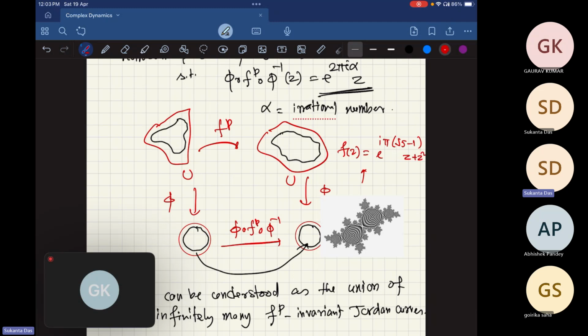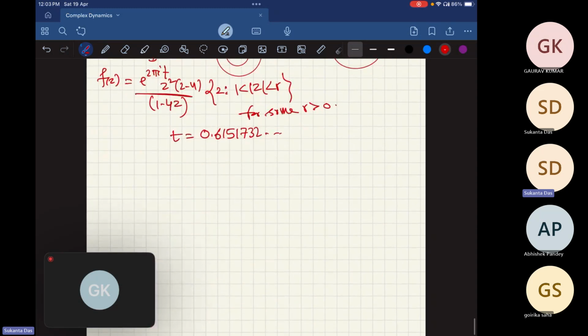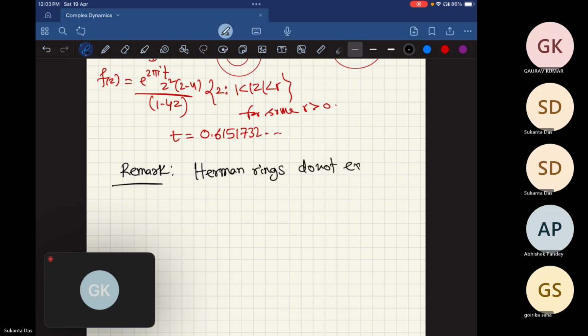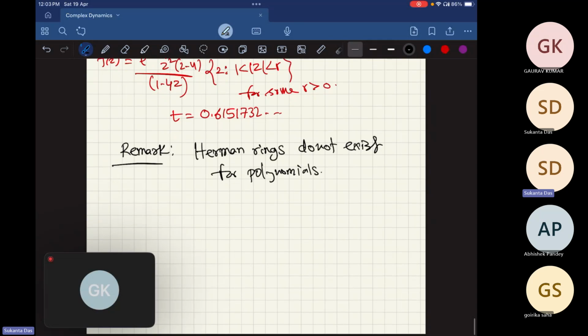Maybe I'll quickly say something about one more Fatou component and then I'll stop. This is an important remark: Herman rings do not exist for polynomials. Maybe I can give you the hint.